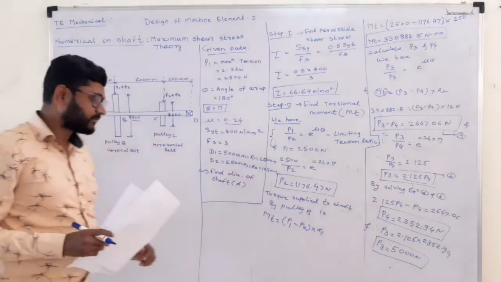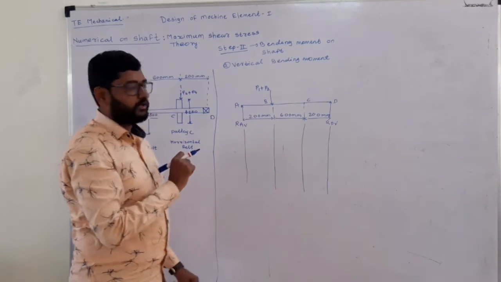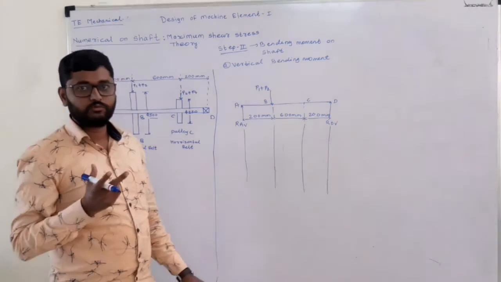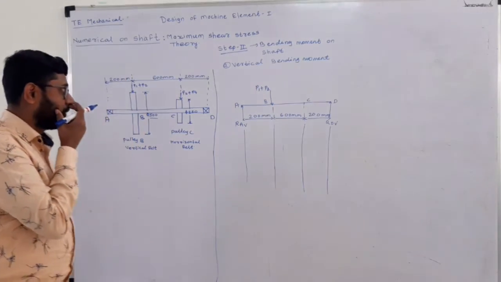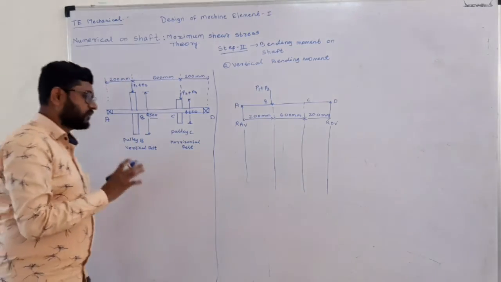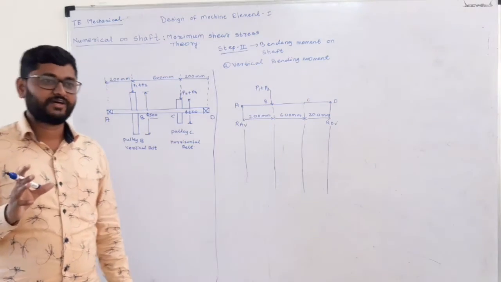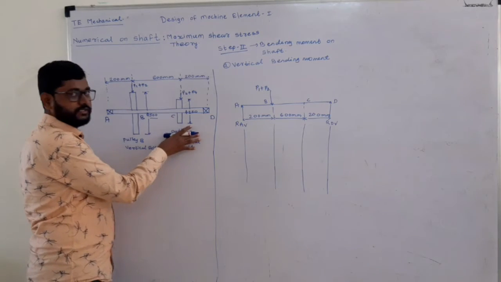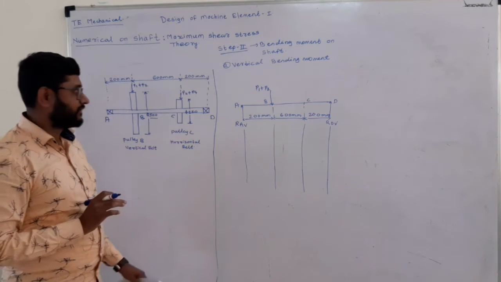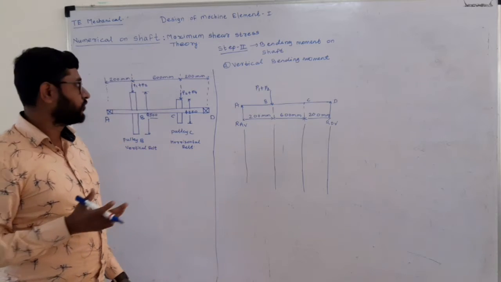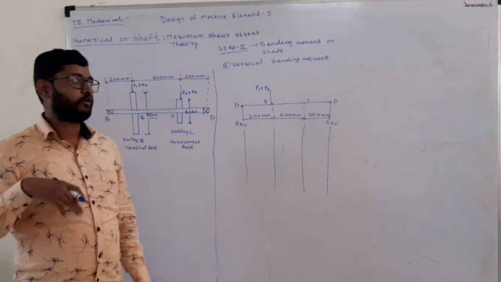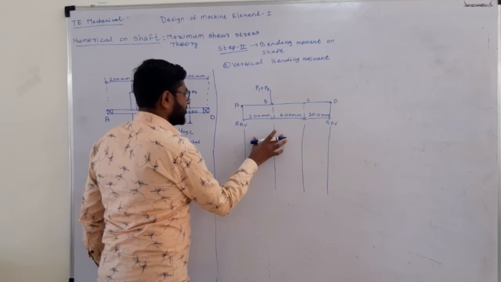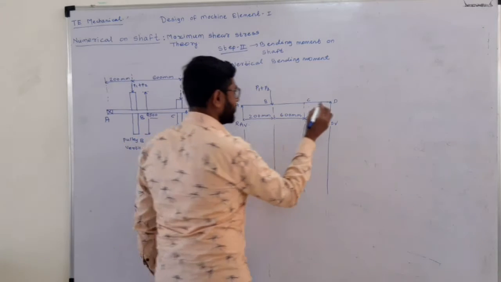So next step is step number 2, find the bending moment on the shaft. Here there are two considerations to find the bending moment on the shaft. That is because on the pulleys two forces are acting. On pulley B, vertical force is acting, and on pulley C, horizontal force is acting. That's why here we have to find out the bending moment for vertical as well as horizontal bending diagrams. So this is nothing but a vertical loading diagram.